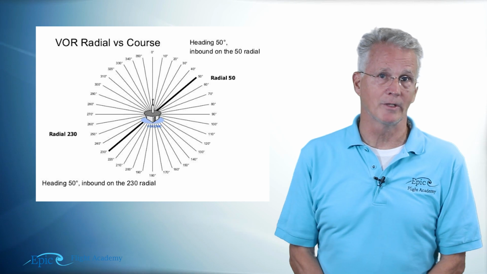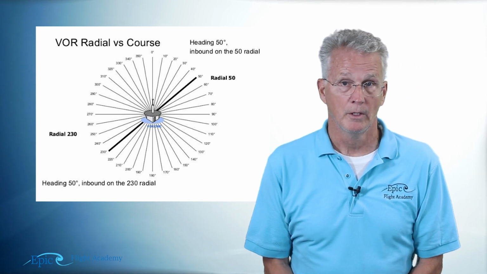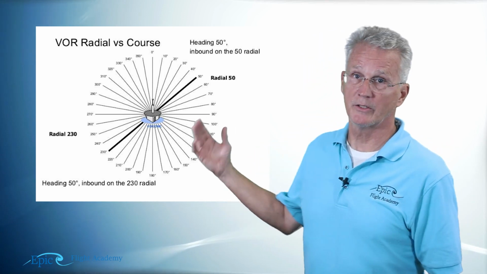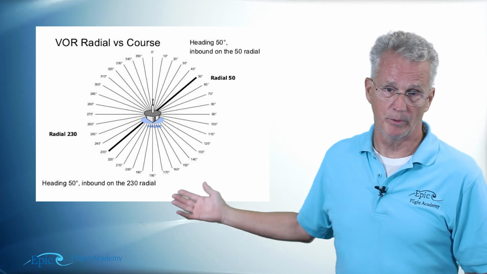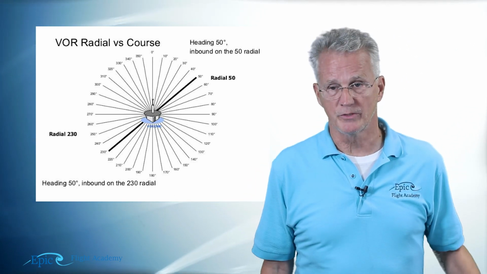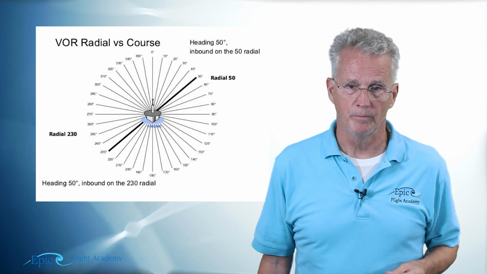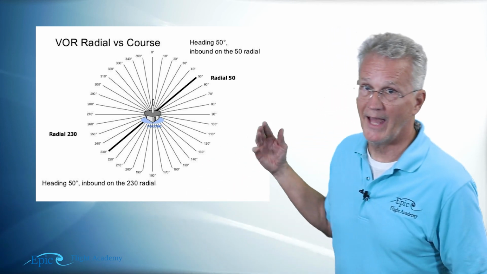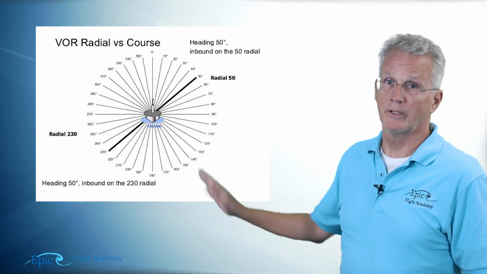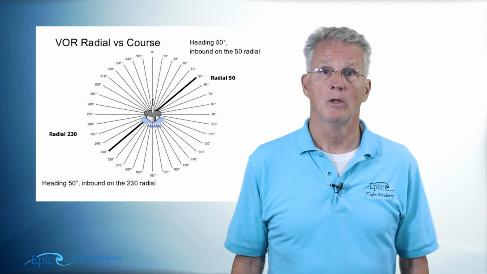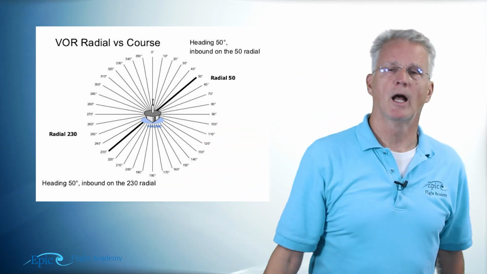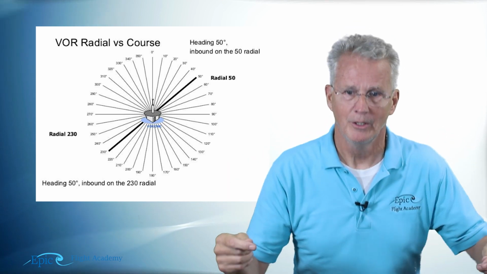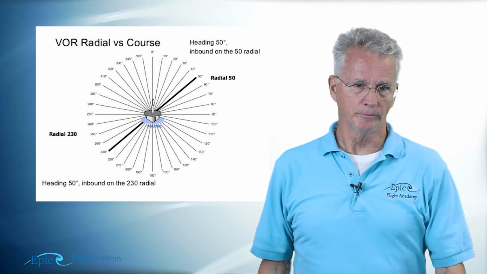If we were inbound on the 050 radial, we would not be heading 050, we would be heading 230. Now look on the southwest end of our example here. Do you see radial 230? It says heading 050 if we're inbound on the 230 radial. Now that is correct. Inbound on the 230, I'm heading 050. What would I be heading if I were outbound on the 230? And if you're thinking 230, you are exactly correct.